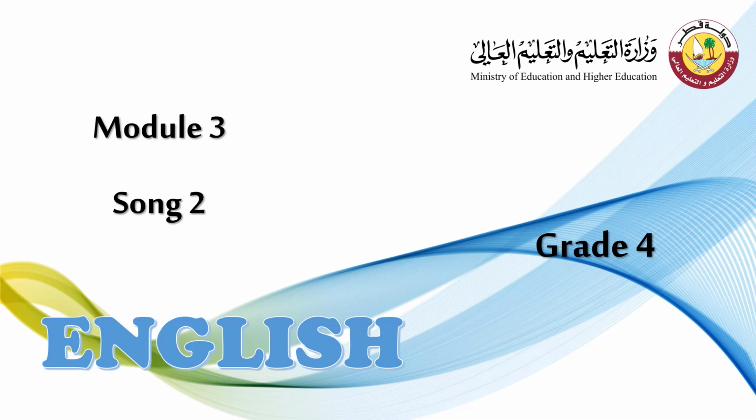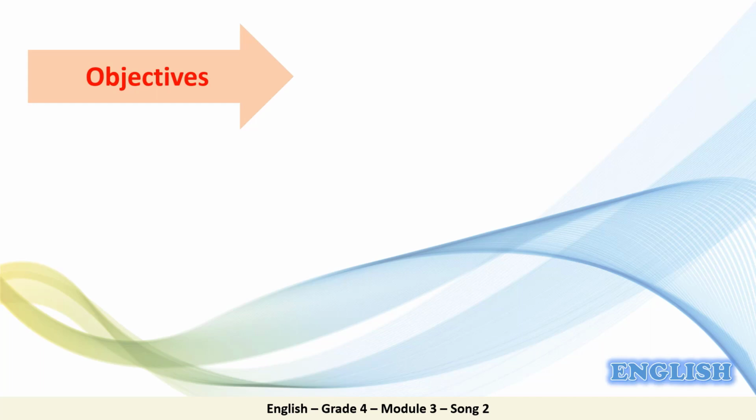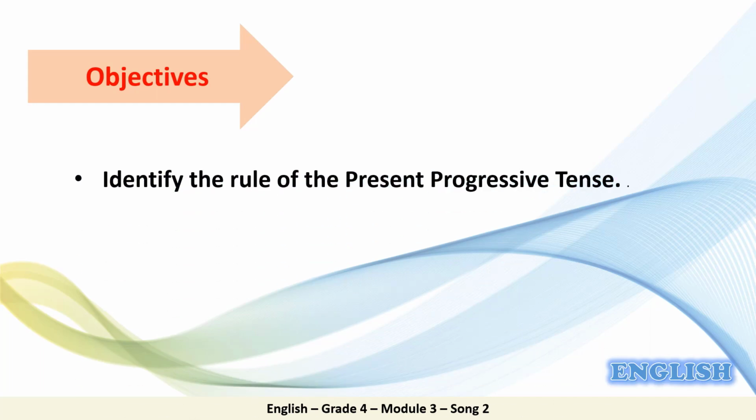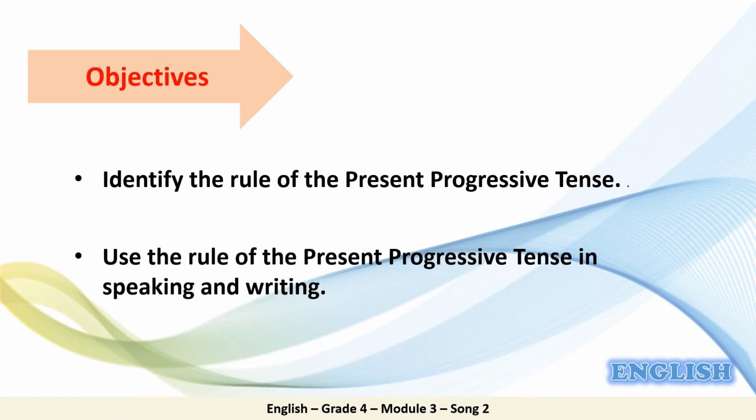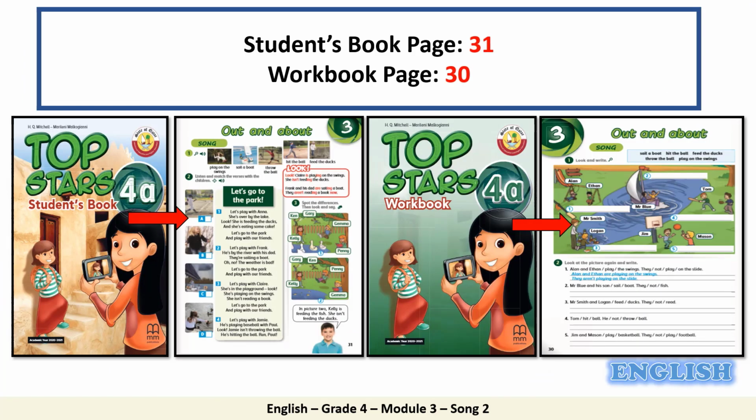Our lesson today is Song 2 in Module 3. Today, we are going to identify the rule of the present progressive tense, and we are going to use the rule of the present progressive tense in speaking and writing. This lesson is in your student's book page 31 and workbook page 30.